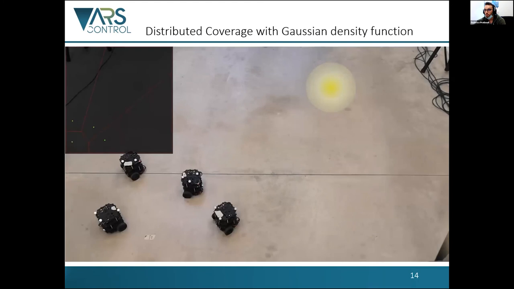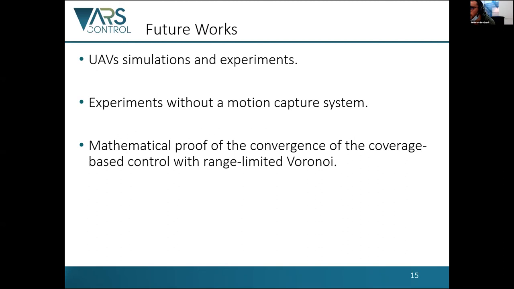And speaking about future work, we would really like to start in the next month some simulations with quadcopters, with UAVs in general, and some real experiments with a motion tracking system. And hopefully, in the next months, we would like to conduct some experiments even with UAVs without a motion capture system.